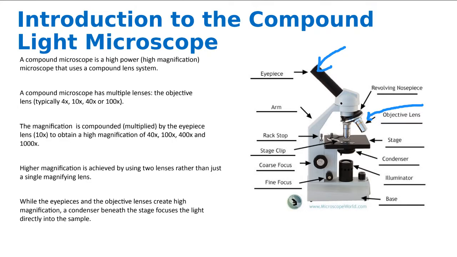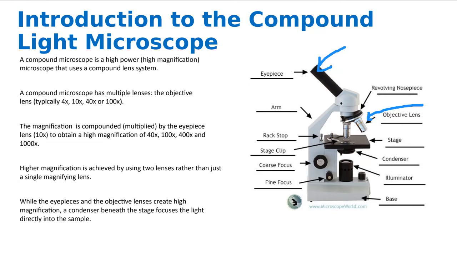The 10X is used mostly for looking at larger structures like plants. You could look at smaller structures, but you really need the 40X. And the 100X is used to look at bacteria, and the 100X is called the oil immersion lens.